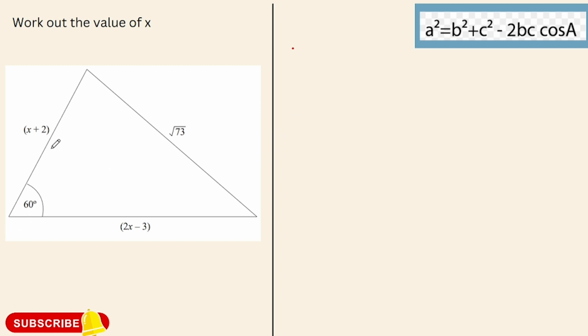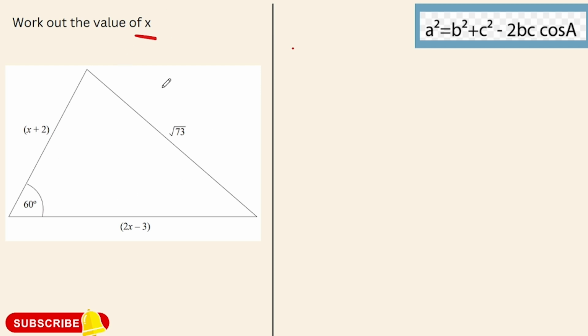Now, the first thing I'm going to do is label this triangle, okay? I'm asked to work out the value of x. I'm being given an angle and 3 sides. Now, I can see that this triangle is not a right angle triangle, so I can't use trigonometry, neither can I use the Pythagoras' theorem. So I'm going to have to use the sine or the cosine rule. In this case, I'm going to use cosine rule because I'm not asked to work out a missing angle.